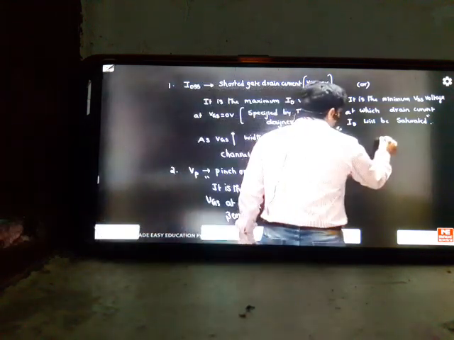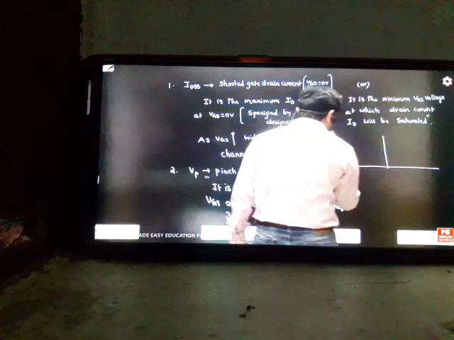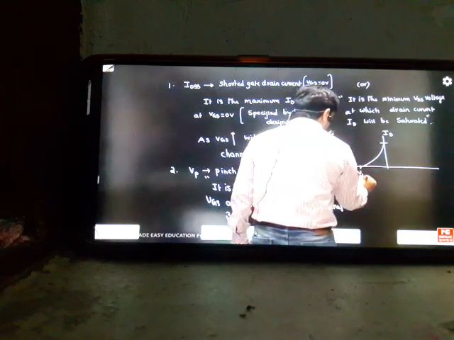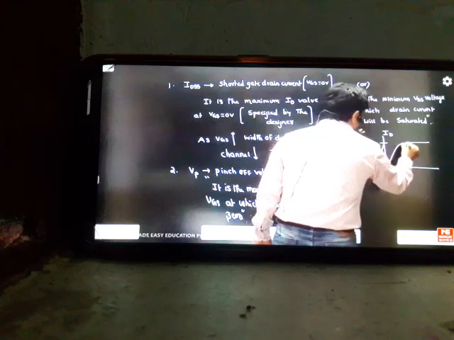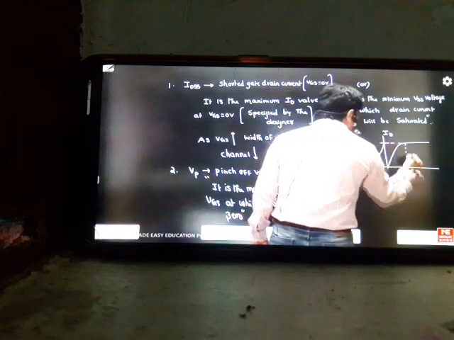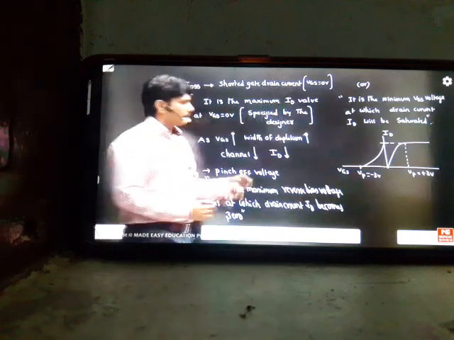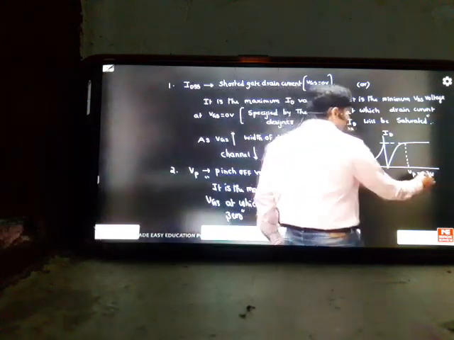If you want to understand that, you can have a rough graph here. This is VGS, this is ID. You have a graph like this. This is your pinch off voltage, and we have a pinch off voltage here also. Suppose this is plus 3 volts, this is minus 3 volts. So you can see two styles of definitions. One side is VGS, one side is VDS.